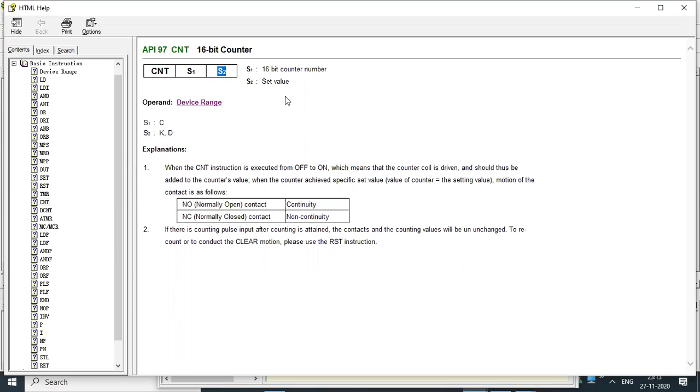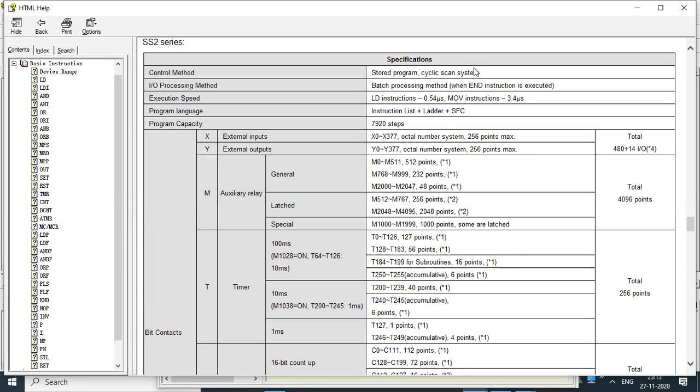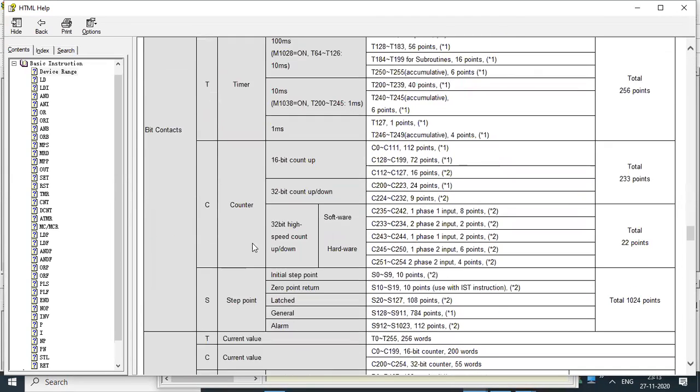You go to the device range, SS2 model. Right here you have the counter. The 16-bit counter, if you observe, is a 16-bit up counter. So here you have C0 to C111, which is 112 points, and C128 to C199. These are represented with star 1. C112 to C127, 16 points, are represented with star 2.